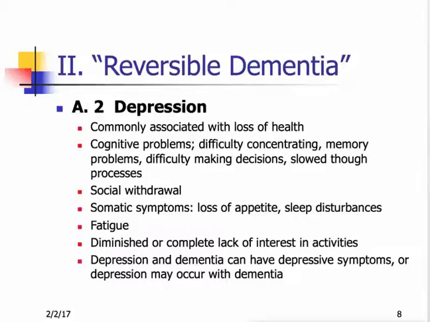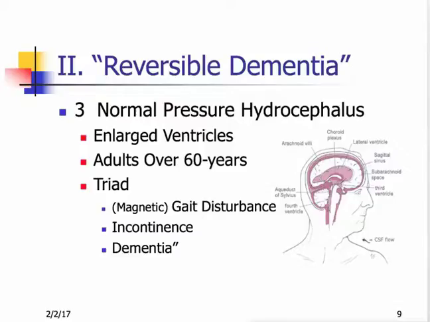And it can be complicated because depression and dementia can have both. Dementia can have depressive symptoms as well. So that's complicated. Or depression may occur with dementia. So the person may have dementia first and then get depression. So it can be complicated. So sorry if you heard a growl there, that's my cat piping in.